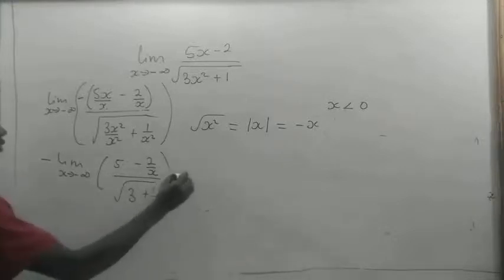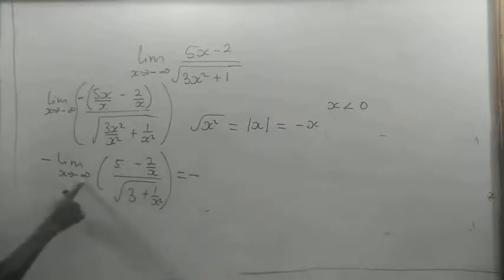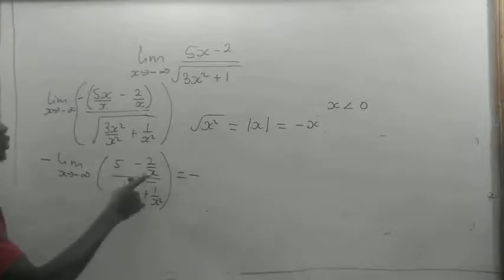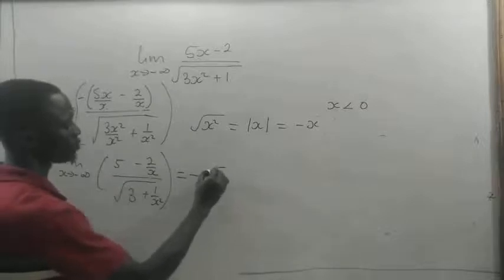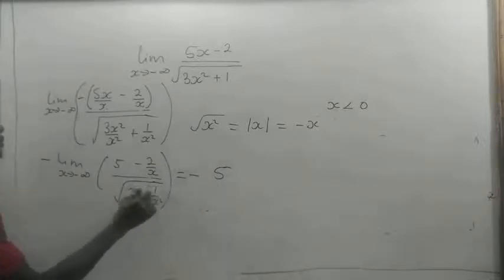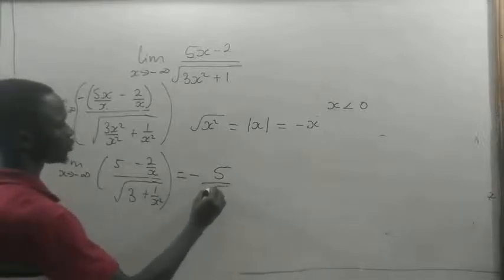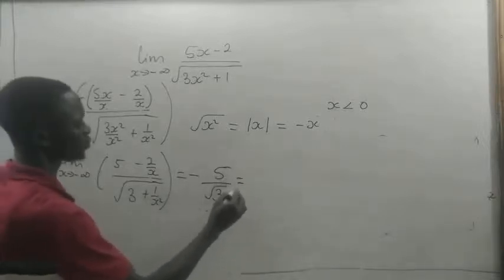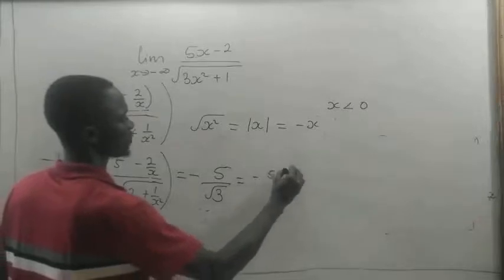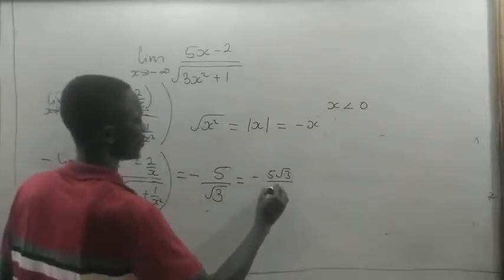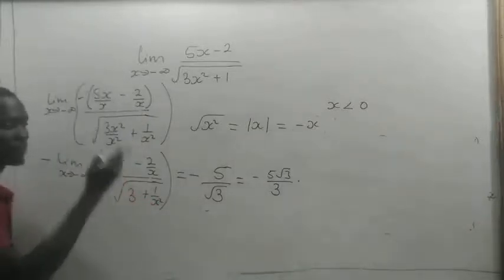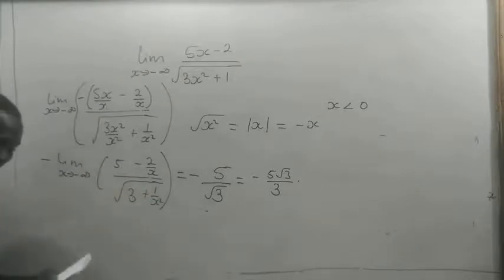And what will happen? As x approaches negative infinity, 2 divided by a very large negative number will be 0, so the numerator will be 5. 1 divided by a very large negative number will be 0, so the denominator will be the square root of 3. And that will give us negative 5 root 3, all divided by 3, if you rationalize it. Wow.